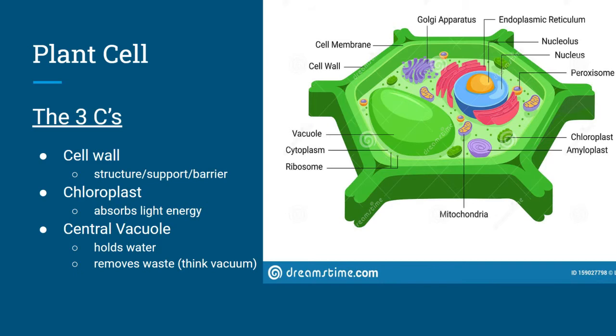The best way to remember what makes a plant cell unique is with the 3 C's. They have a cell wall, a chloroplast, and a central vacuole. As you can see, the cell wall is used for support, the chloroplast absorbs sunlight, and the vacuole holds water and removes waste. I remember vacuole removes waste because it sounds like a vacuum, which removes waste from a surface.